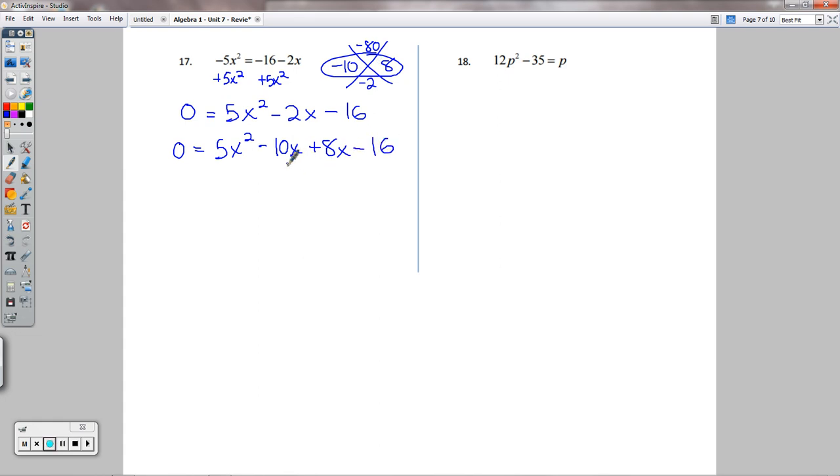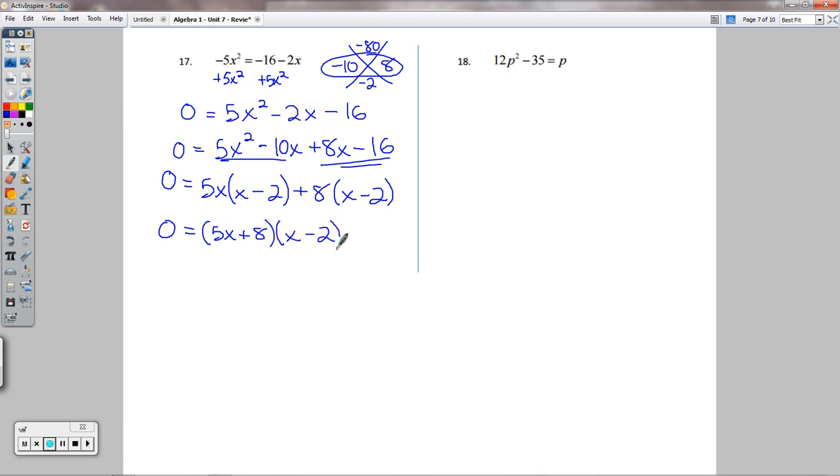Again, these could be flip-flopped, and you're going to get the same answer in the end if you do it right. So grouping, put these two together, put these two together. You can take out a 5x out of these two. You're left with x minus 2. You can take an 8 out of those two. You're left with x minus 2. So this is 5x plus 8 times x minus 2. And from there, you can either just look at it and say the opposite of that divided by the coefficient there. So negative 8 over 5.